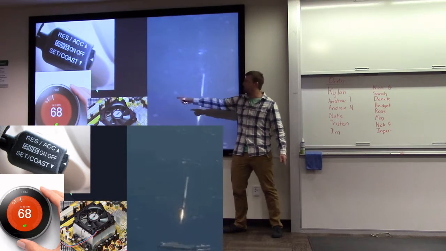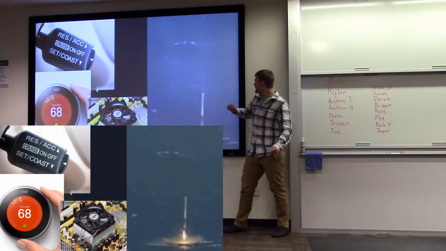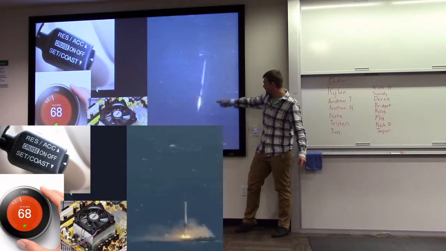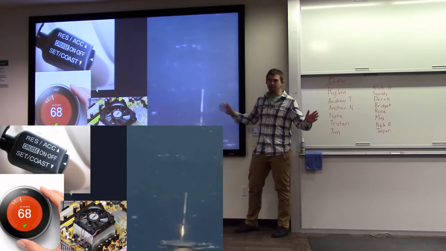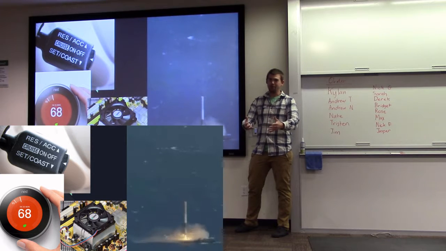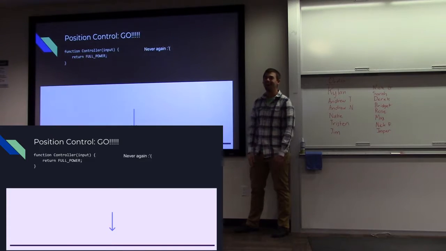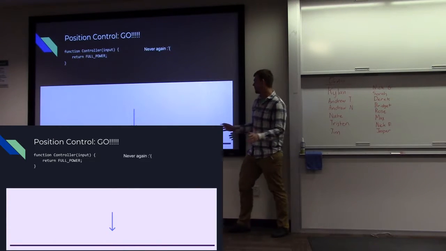Control systems are everywhere. Your thermostat's probably a control system. Your cruise control is a control system. This is the Falcon 9 landing, which is a huge, complicated control system for moving towards the Earth. So let's do a control system example.